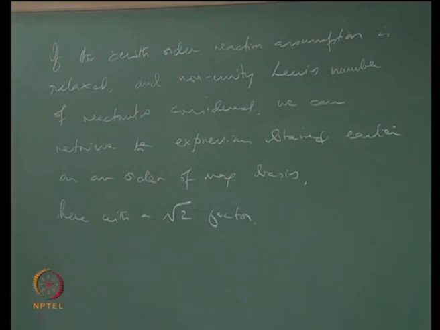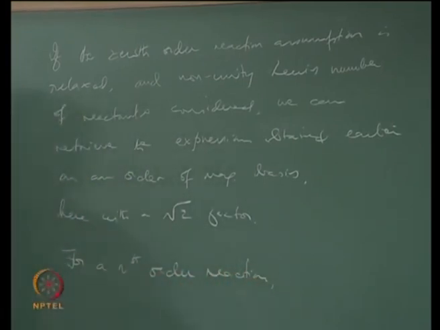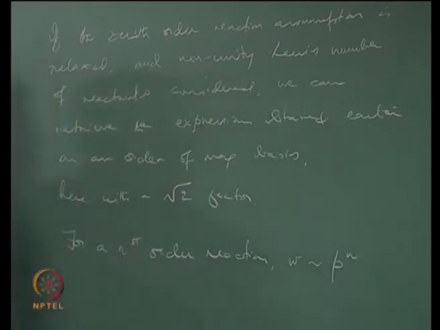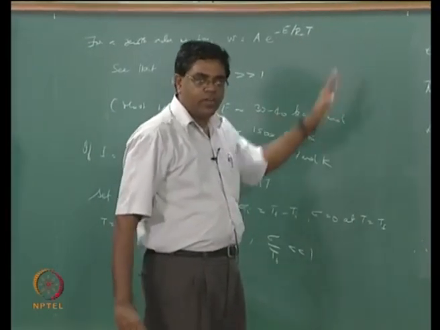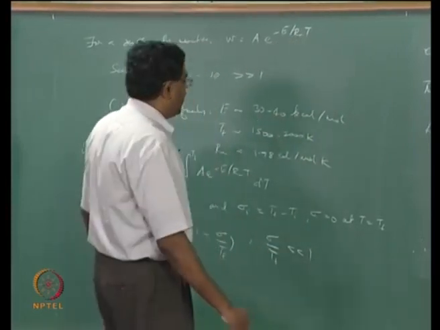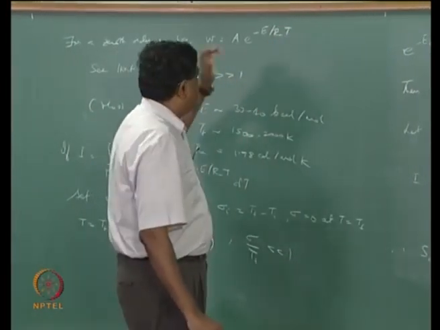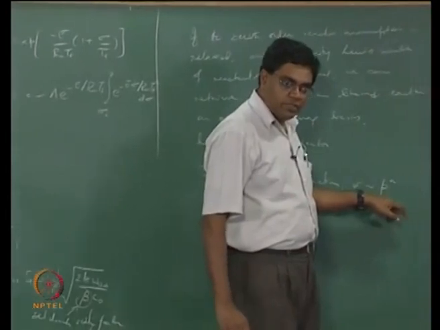And then suppose, let's say, for an nth order reaction, W goes as P to the n, because you will have the Arrhenius expression times the concentrations, as many as the number of reactants the order of the reaction depends on. For that much order, each concentration contributes a pressure, and therefore you are going to have P to the n for the nth order reaction for the pressure dependence, right.